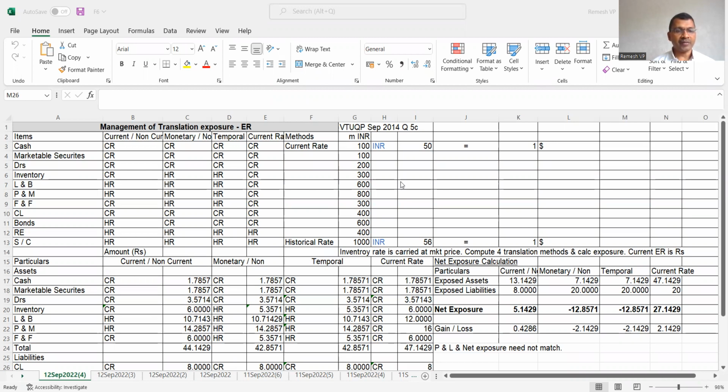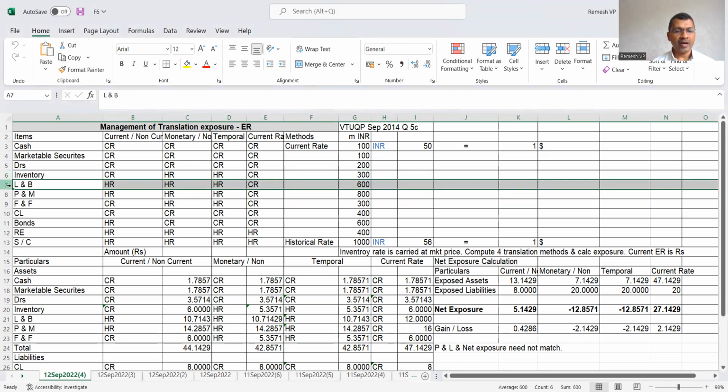The given items, as per the balance sheet of a company, all in million rupees, are: cash 100, marketable securities 100, debtors 200, inventory 300, land and building 600, plant and machinery 800, furniture and fitting 300, current liabilities 400, bonds 600, retained earnings 400, and share capital 1000, all in million INR, as I already told you.